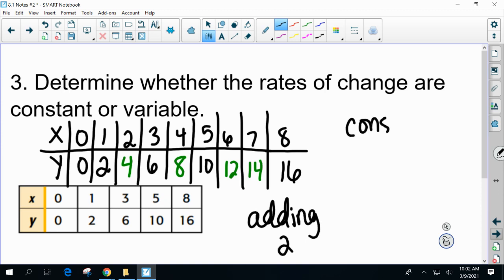Constant. Is this what the homework's going to be too? Part of it, yeah.